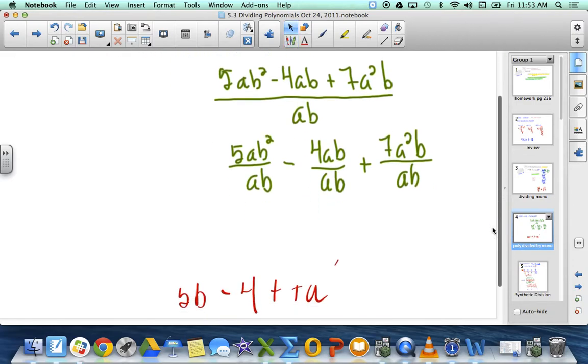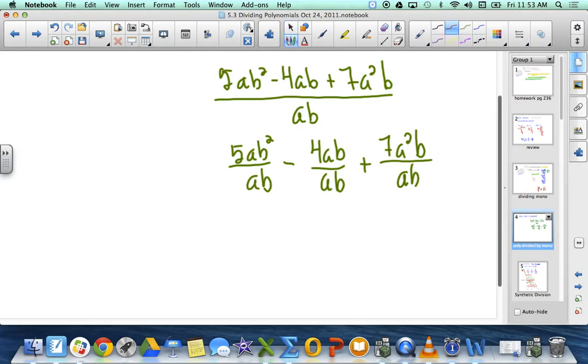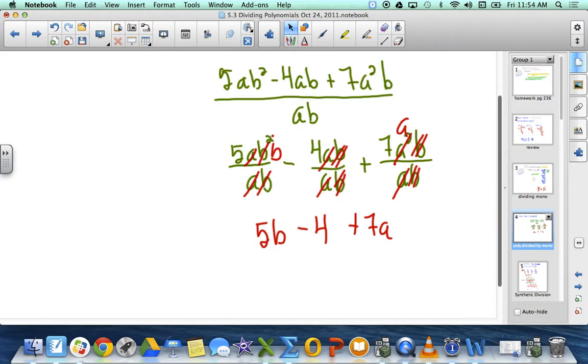So when we cancel, we can cancel our a's. 1b is left over, so we have 5b. These cancel and these cancel, and I get minus 4. This cancels and these cancel, and I get plus 7a. None of those are alike, so I can't combine any of them, so that is the answer to the problem.